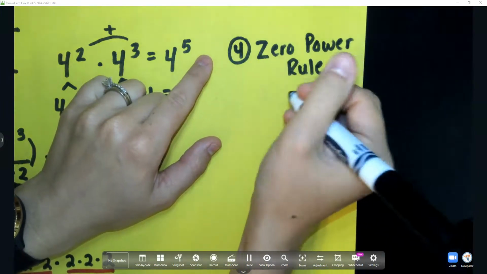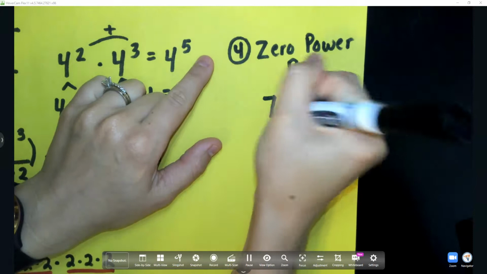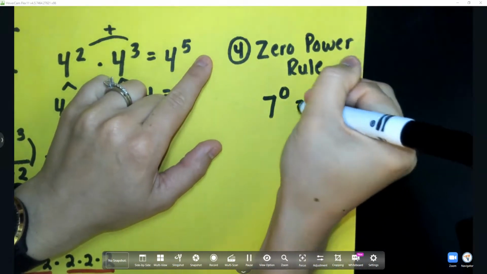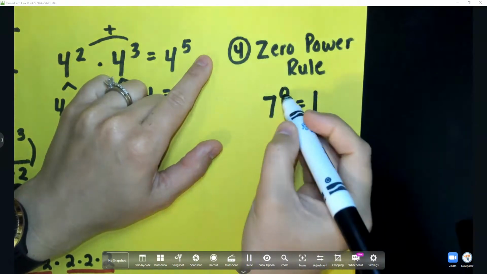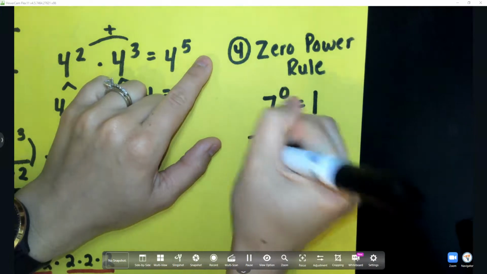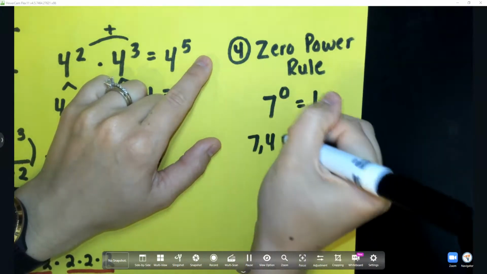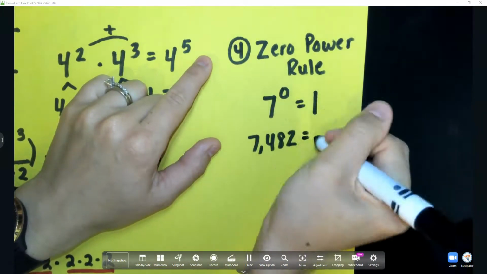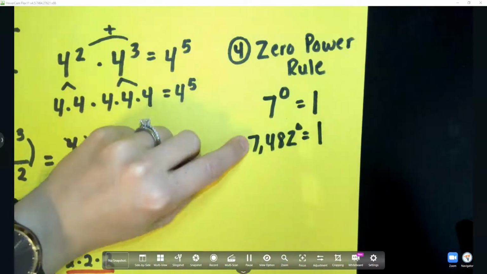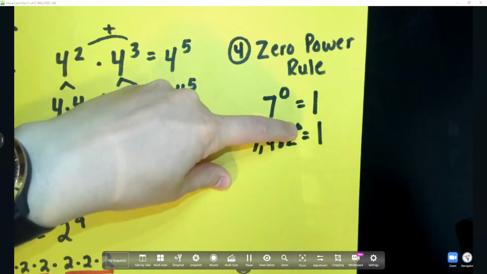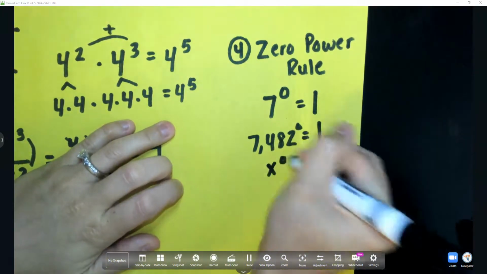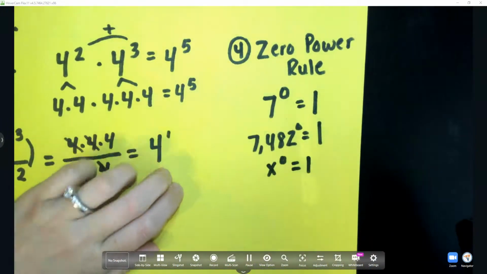So the zero power rule tells us anytime we have a zero power or a zero exponent, it equals 1. So 7 to the 0 power equals 1. It doesn't matter if this number is 7,482 to the 0 power, it's equal to 1. No matter what the base is, when you have a 0 exponent, it equals 1. It could be x to the 0 power, and it would still equal 1.